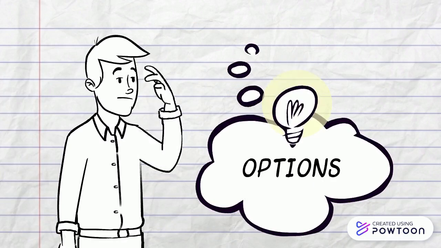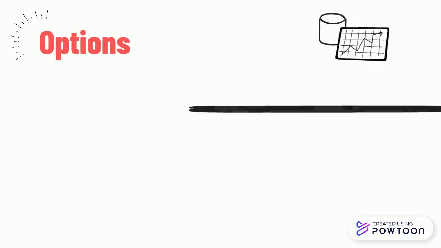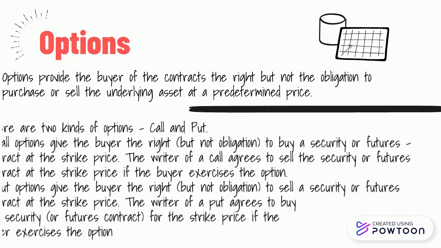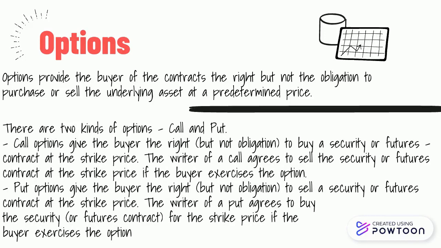The third derivative product is options. Options provide the buyer of the contract the right, but not the obligation, to purchase or sell the underlying asset at a predetermined price. There are two kinds of options, call and put.